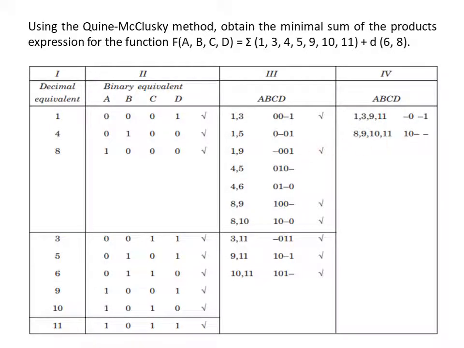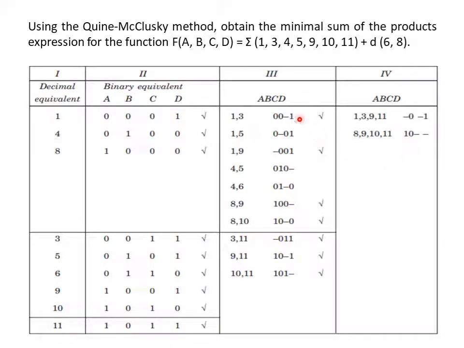And in this table 4, we will compare group 1 and group 2. So 1, 3 is compared with 3, 11, 9, 11 and 10, 11. Similarly, 1, 5 is compared with 3, 11, 9, 11, 10, 11. So we will obtain the combination 1, 3, 9, 11. The differing bits are A and C. Next 8, 9, 10, 11. The differing bits are C, D.